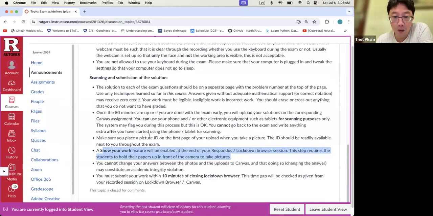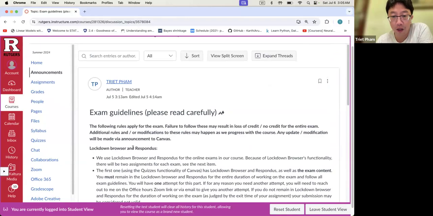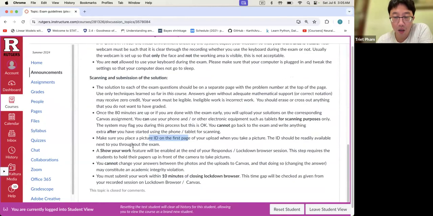Make sure you include your picture ID in the submission. You will have an ID check during the first phase of Lockdown Browser, but make sure you also include that in the submission.